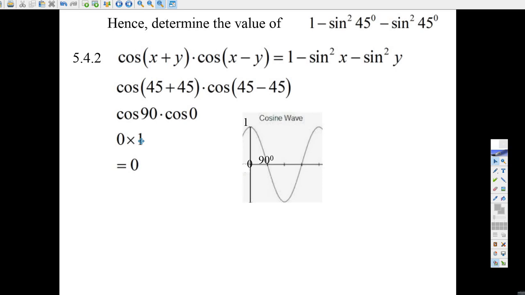Sometimes you got to show how did you know that? So I drew a little cos wave, and I know that it takes 360 degrees to go through a complete wave. I know after 90 degrees, it goes down to 0. And at 0 degrees, it's 1. So I'm showing without a calculator, I know it's 0 and 1. 0 times 1 is 0. Okay, well, that's that one.